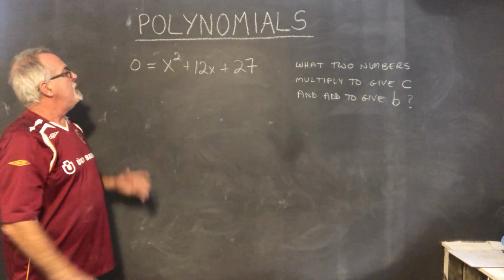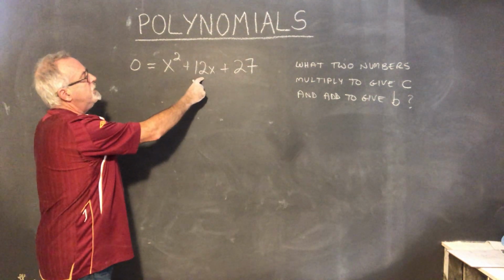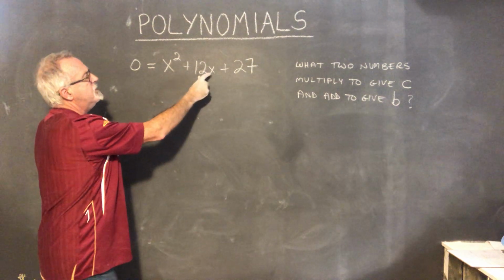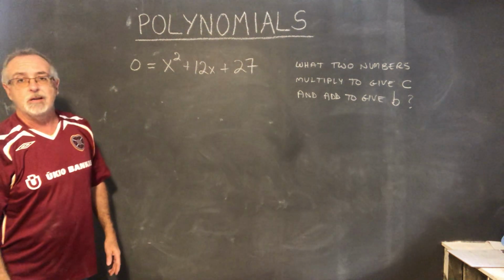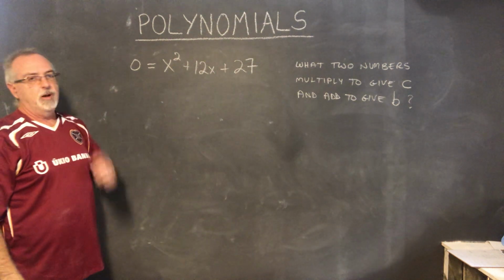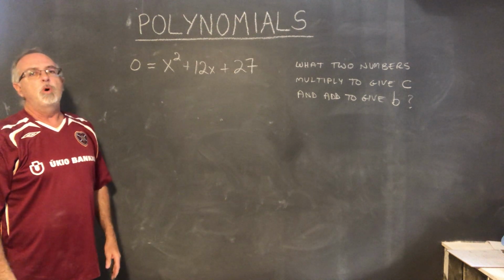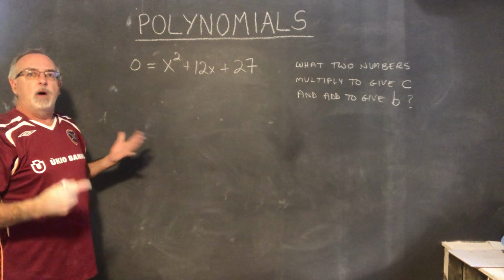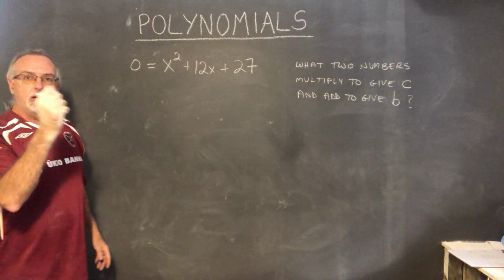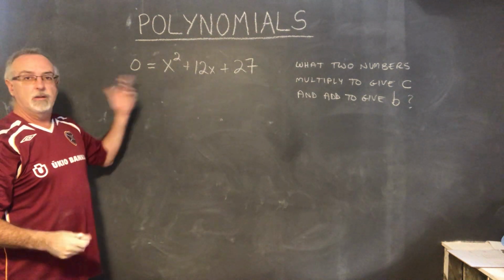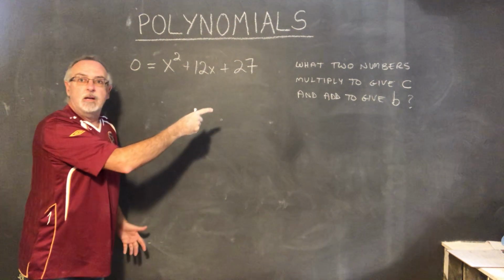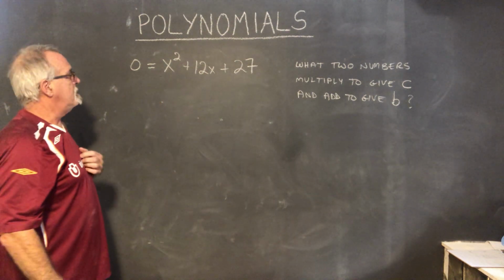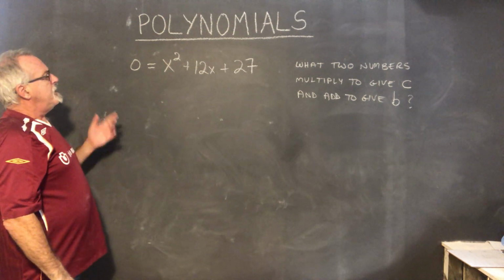I'll try 1. 1 squared is 1. 12 times 1 is 12. 1 plus 12 is 13 plus 27. That's 40, not 0. Okay, so trial and error. Trial and error won't be the best way of doing this. But we know how we can test our answer. Once we find an answer, a number that should make this equal to 0, we'll be able to plug it in to check. I intend to do that.